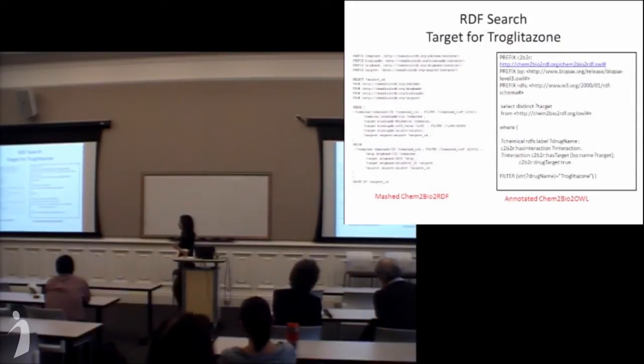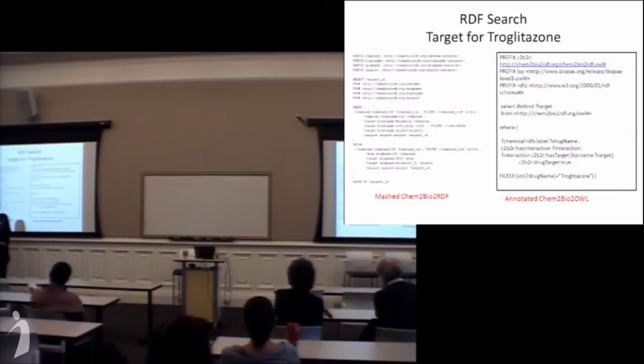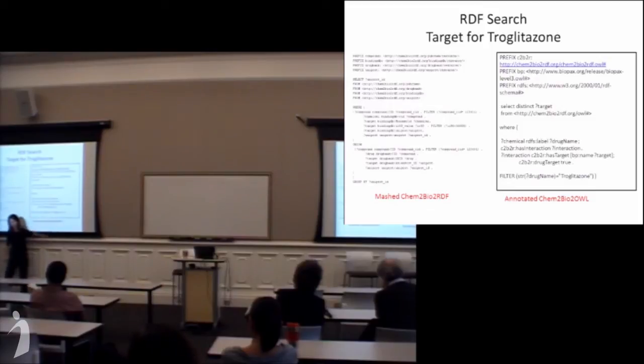These slides I want to show you: for current linked data, if you don't integrate them in a good way, your SPARQL query ends up really messy. For instance, these two SPARQL queries actually talk about the same thing: trying to find a target for troglitazone. Troglitazone is a drug for type 2 diabetes.